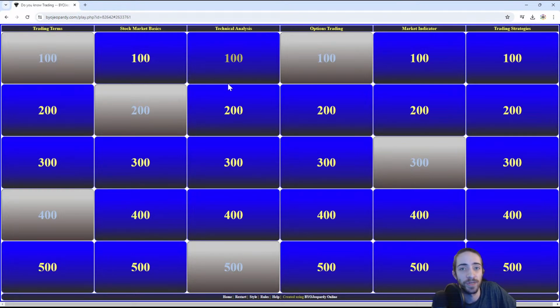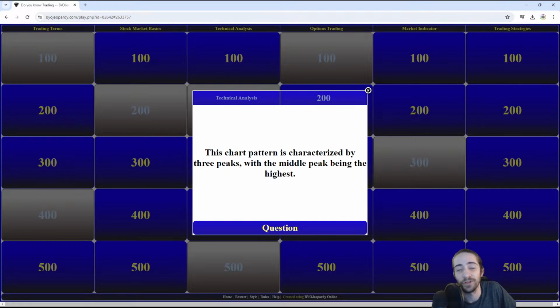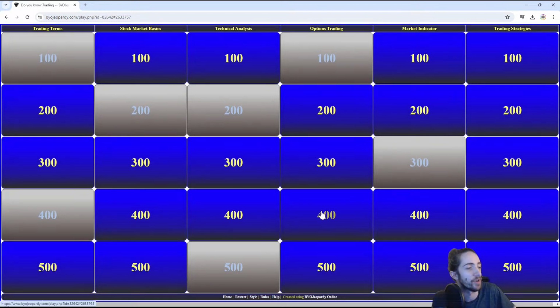So let's go with technical analysis for 200. The chart pattern is characterized by 3 peaks, with the middle peak being the highest. This is a very common trading pattern that we see in the market. We hear a lot of people talk about this one. Head and shoulders, there we go, guys. Good stuff. Close, Lulu and Juju, but we are looking for the head and shoulders. With the head and shoulders, we have 2 even peaks on the left and right side, and 1 peak that is higher in the middle. So what is the head and shoulders? Great job, everybody. Get those comments going. Have some fun.